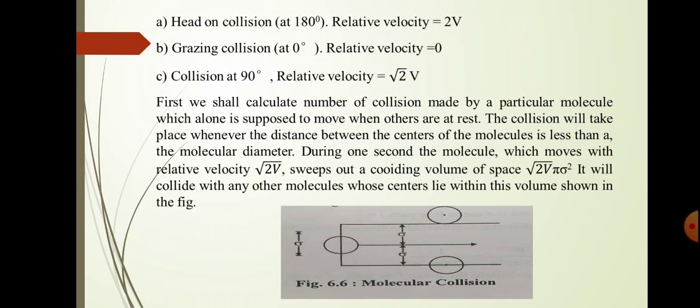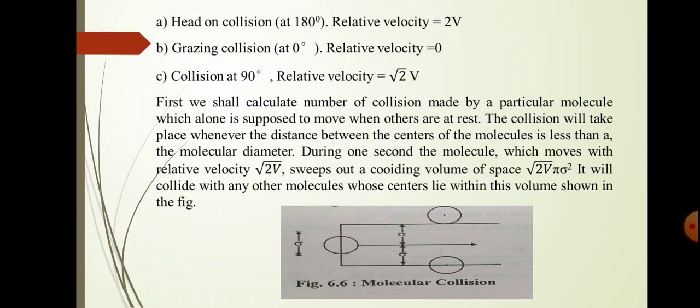The collision will take place whenever the distance between the centers of the molecules is less than a molecular diameter. During 1 second, the molecule which moves with relative velocity root 2 v sweeps out a cylindrical volume of space, root 2 v pi sigma square. It will collide with any other molecules whose centers lie within this volume shown in the figure. So this is the molecular collision explanation.